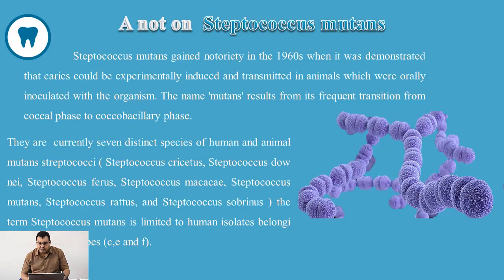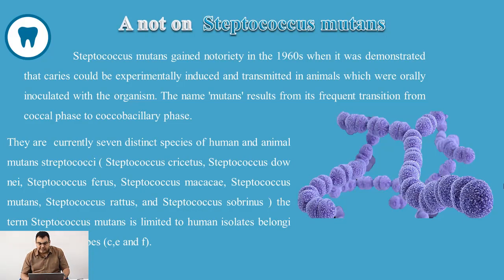Streptococcus mutans gained notoriety in the 1960s when it was demonstrated that caries could be experimentally induced and transmitted in animals which were orally inoculated with the organism. The name mutans results from its frequent transition from coccal phase to coccobacillary phase.